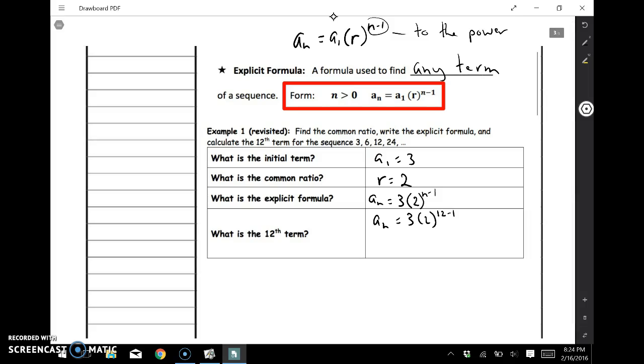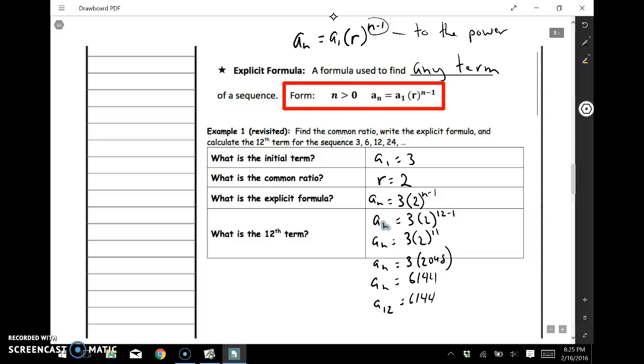Okay. And then I get a sub n is equal to 3 times 2 to the 11th power. Order of operations here is tricky. I have to go a sub n is equal to 2 to the 11th power, which is 2048. So it's going to be times 2048. And then a sub n is equal to 2048 times 3, which is equal to 6144. And instead of a sub n, I should write a sub 12 is equal to 6144.